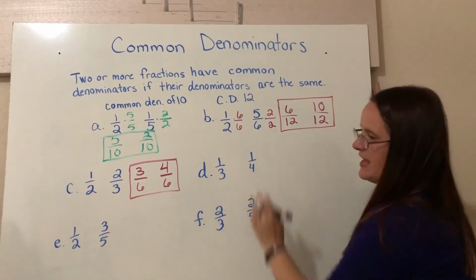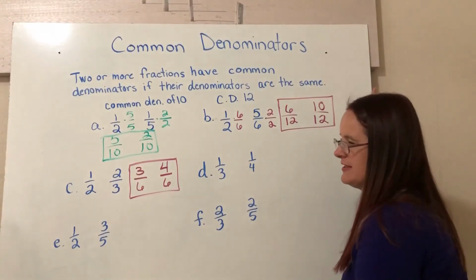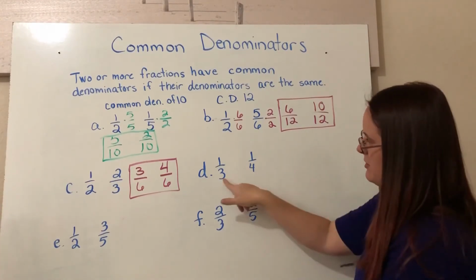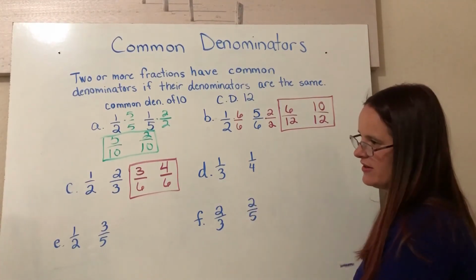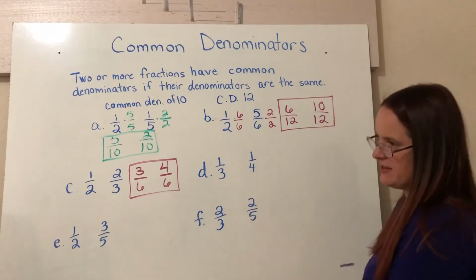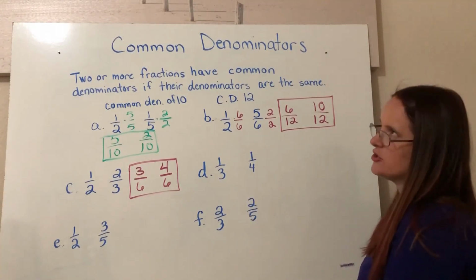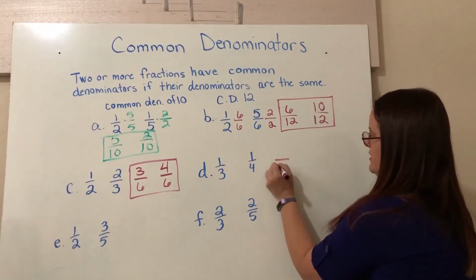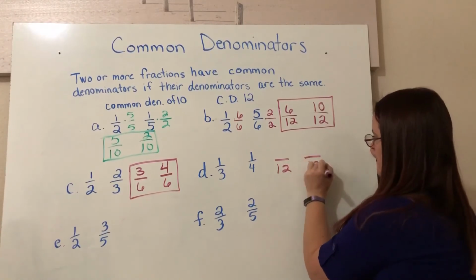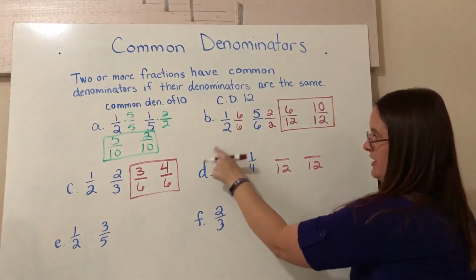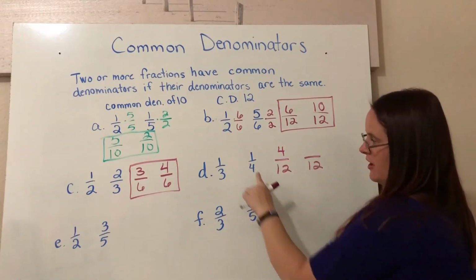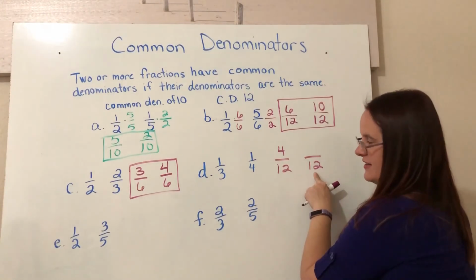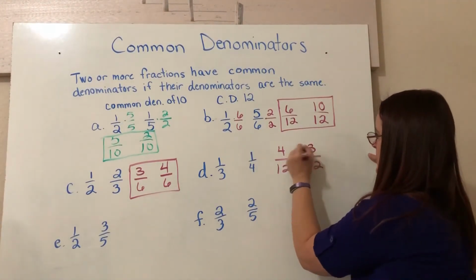Okay, D, 3 and 4, least common denominator. Let's count by the big number, 4. 4. Can I multiply 3 times anything to give me 4? No. 8. Can I multiply 3 times anything to give me 8? No. 12. Can I multiply 3 times 4? Ooh, okay, so 12 is going to be my least common denominator. 3 times 4 gives me 12, so 1 times 4 is 4. 4 times what is 12? 3. 4 times 3, so 1 times 3.